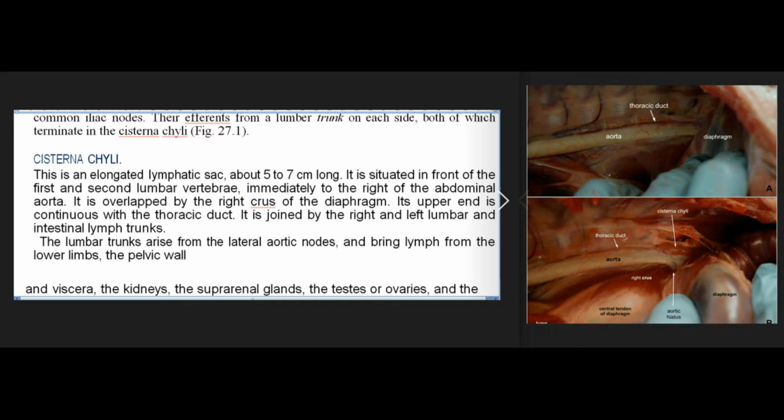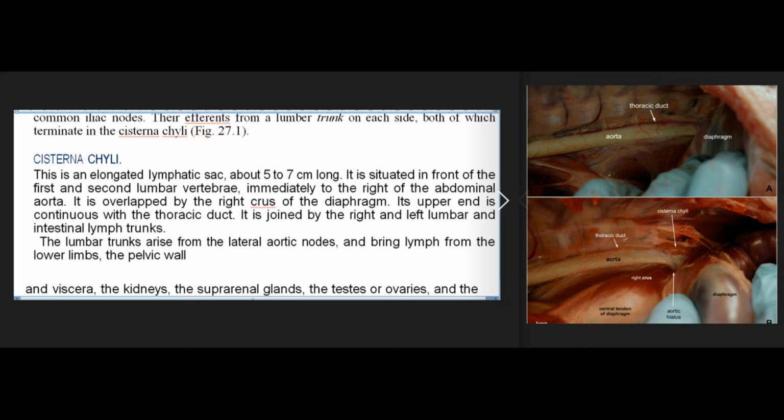Cisterna chyli. This is an elongated lymphatic sac, about 5 to 7 centimeters long. It is situated in front of the first and second lumbar vertebrae, immediately to the right of the abdominal aorta. It is overlapped by the right crus of the diaphragm. Its upper end is continuous with the thoracic duct. It is joined by the right and left lumbar and intestinal lymph trunks.